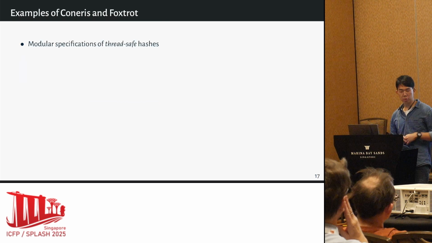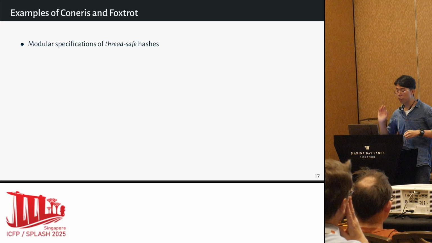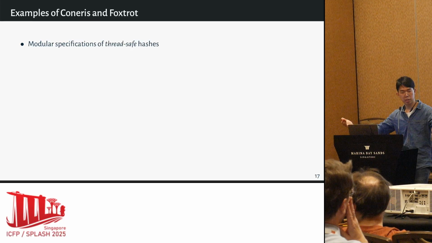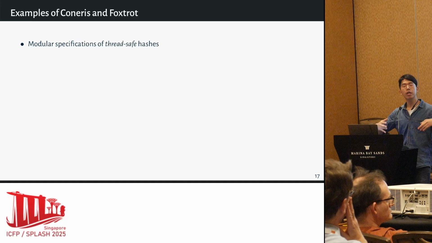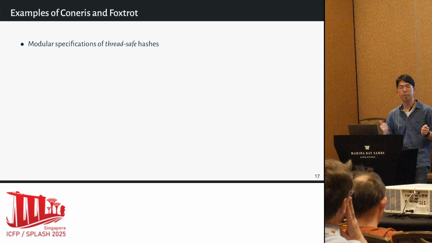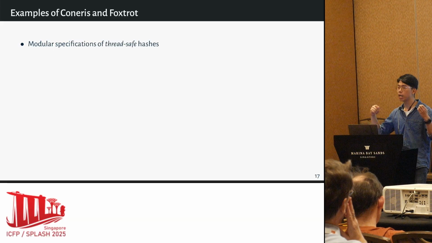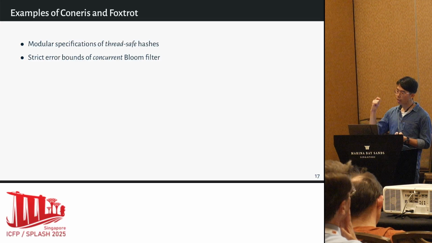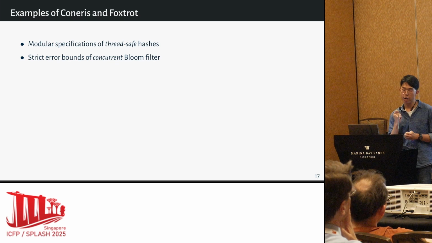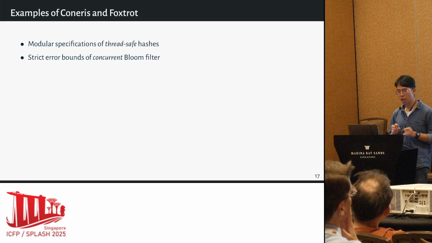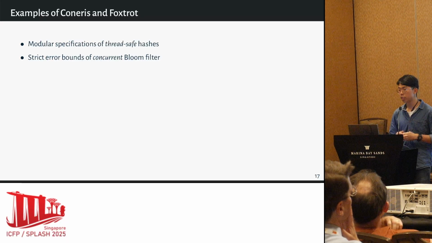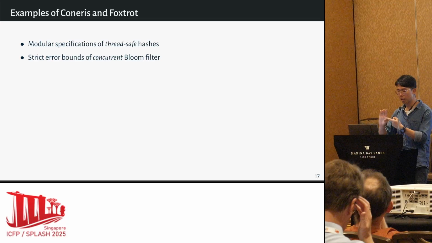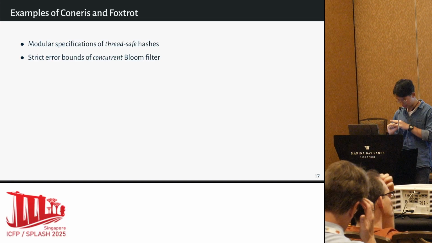Some of the examples we're able to verify in Conciliator and Foxtrot include a thread-safe hash, which is similar to the hash specification I presented before, but now it is thread-safe in the sense that if two or multiple threads use the same hash, the hashes will be consistent. So if two threads hash the same key, they will both produce the same output. We show that this specification is expressive by using it to implement a concurrent Bloom filter data structure. And we are able to show strict error bounds of getting a false positive with this data structure, which, to the best of our knowledge, is the first because of its interaction of concurrency, probability, and local state.